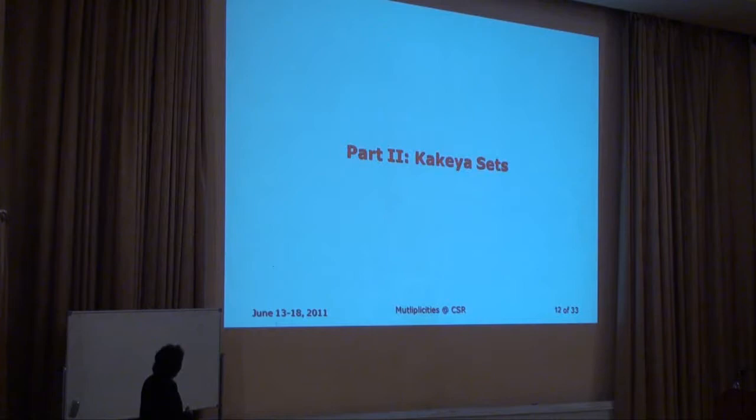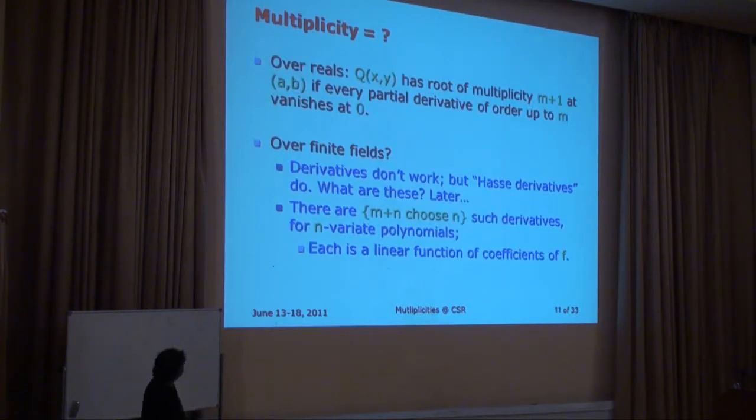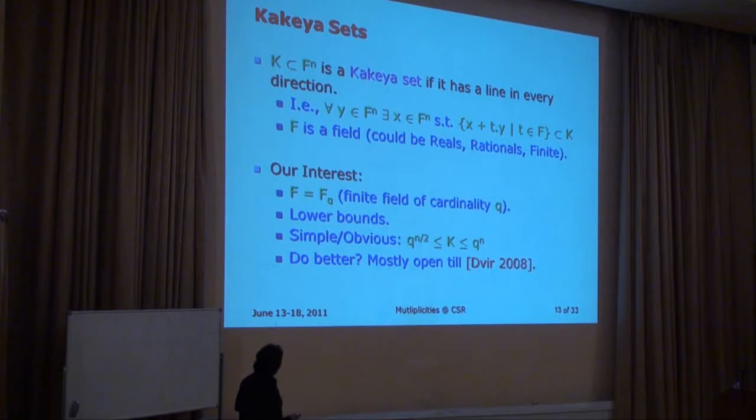All right, so that's what multiplicities are, and now what we will do is apply them to this concept called Kakeya sets, and let me describe what these are. Let me give you the definition first and then briefly tell you what it's interesting for. So these are subsets of n-dimensional vector spaces. You can define them over any field, but here I'm going to define them only over finite fields. So this F is a finite field. If I don't mention it explicitly, little q will stand for the size of this field, capital F.